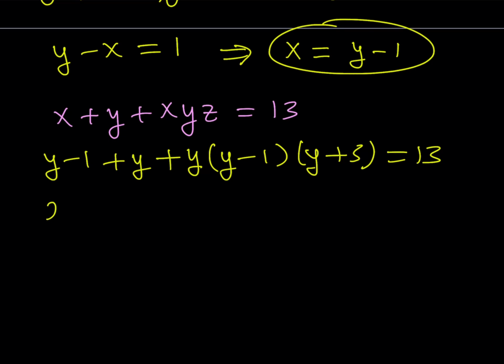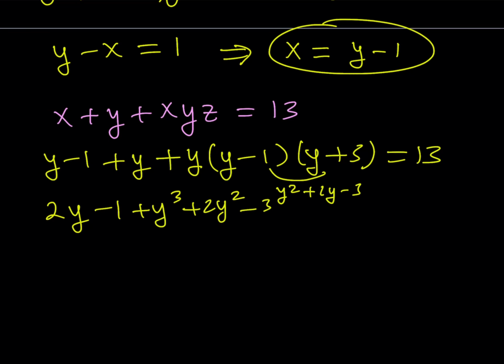y plus y is 2y, minus 1. And if you distribute, these two are going to give you y squared plus 2y minus 3. And then you've got to multiply that by y and add. So it's going to be y cubed plus 2y squared minus 3y. And the whole thing is equal to 13.